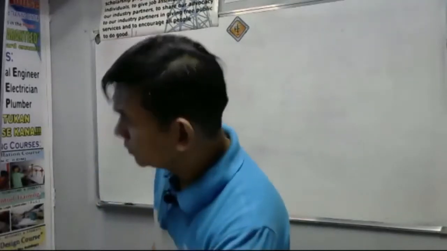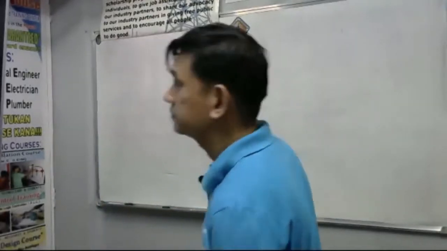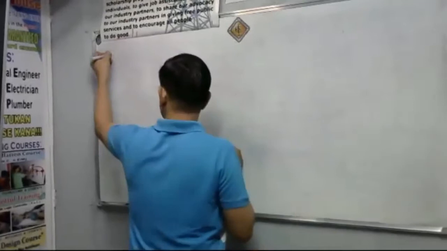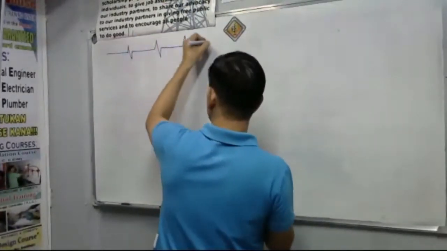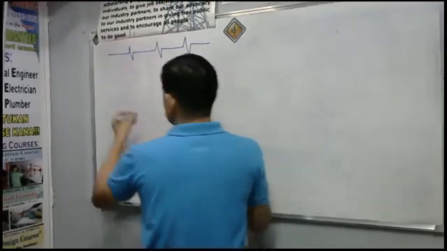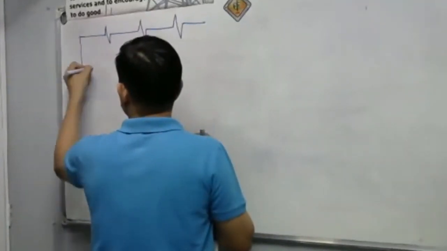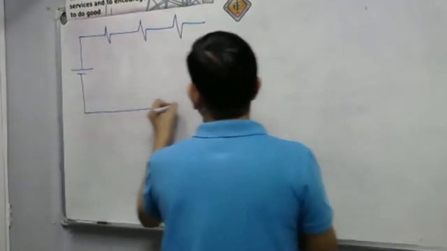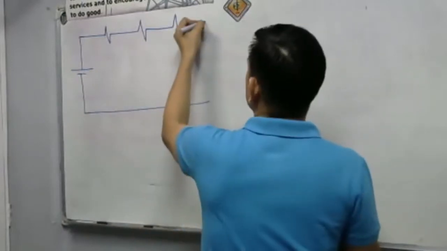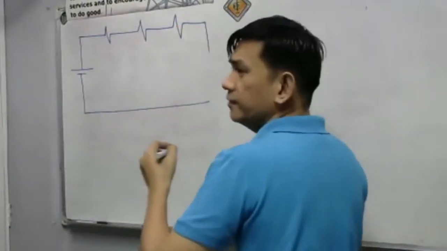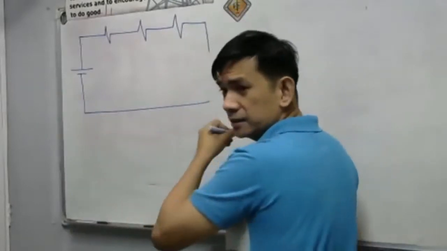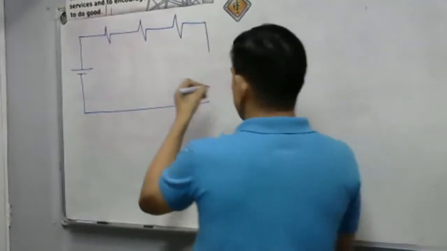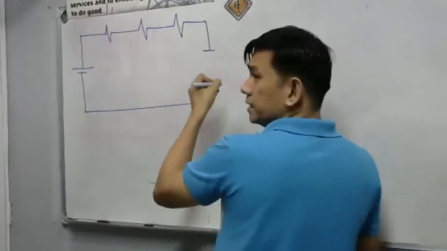Let us solve the last problem. We have this circuit. We have these 3 resistors, guys. We have a battery with a reverse polarity here. So, we have a negative, this is negative, and this is positive.